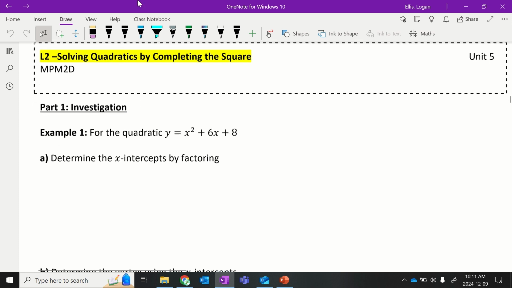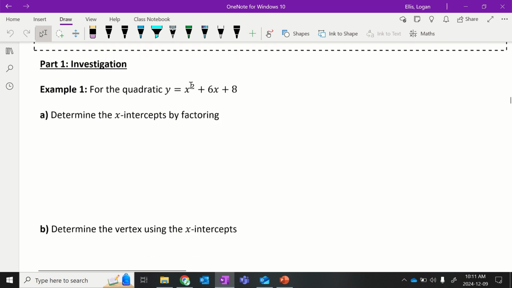So like I said, this is kind of a review from before. So if you guys look at x squared plus 6x plus 8, right?